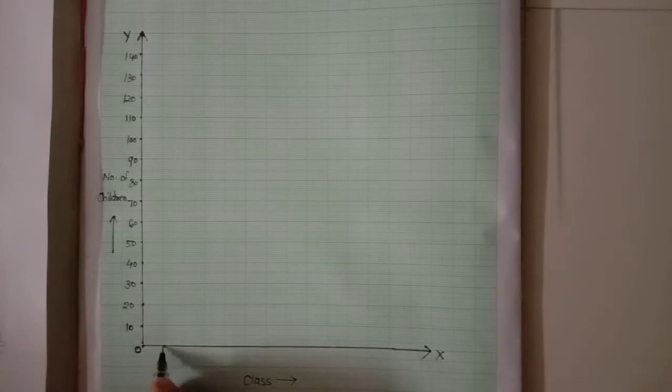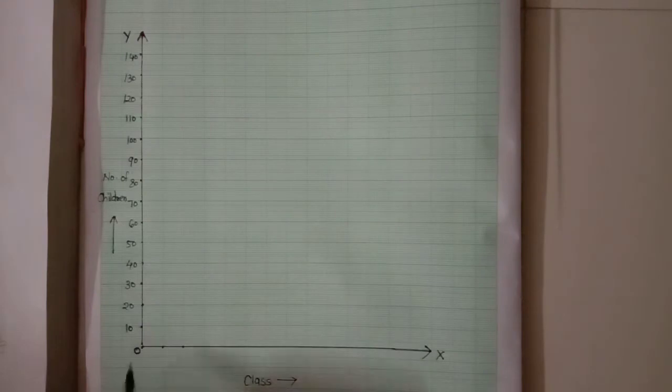So on the x-axis we will first take 5th class. Okay, we will take two bold lines for making the bar and we will go upward up to 135. Obviously 135 will come between this 130 and 140. So we will make the first bar for 5th class.